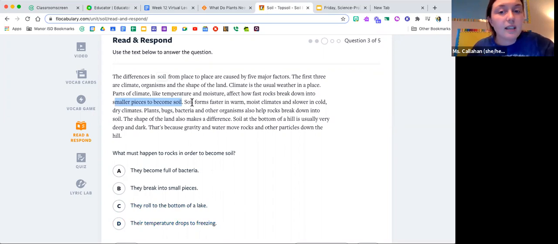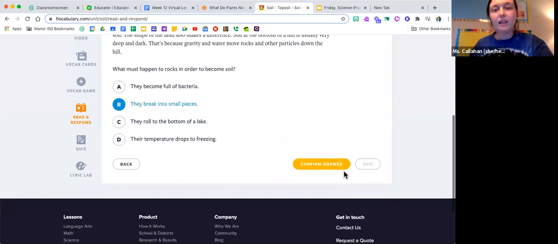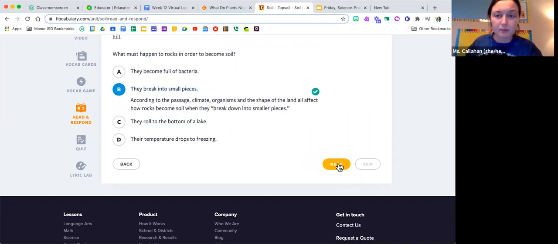All right, then it says their temperature drops to freezing. Well, actually, it says that soil forms faster in warm climates than cold. So that would not be the correct answer choice, because we're looking for what needs to happen to rocks in order for them to become soil. And the correct answer choice is that they need to break up into small pieces, right? Think about it. Logically, it makes sense. Rocks have to break down and crumble into little small pieces in order to become soil.